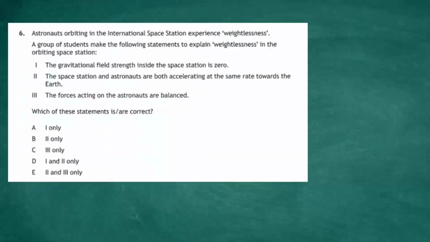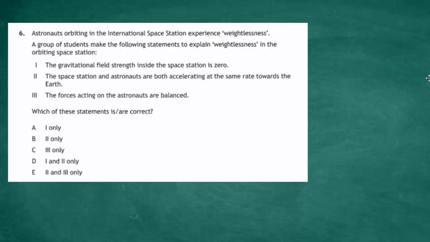Question 6 from the 2022 National 5 Physics Examination from the SQA, Section 1. Astronauts orbiting in the International Space Station experience weightlessness. A group of students make the following statements to explain weightlessness in the orbiting space station. Statement 1: the gravitational field strength inside the space station is 0. Statement 2: the space station and astronaut are both accelerating at the same rate towards the Earth. And Statement 3: forces acting on the astronauts are balanced.